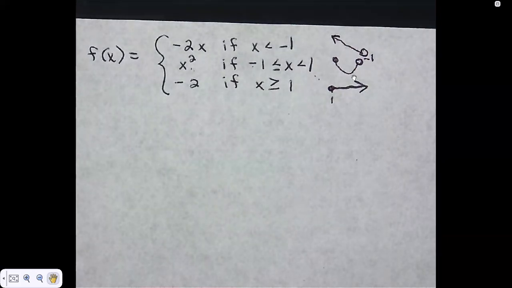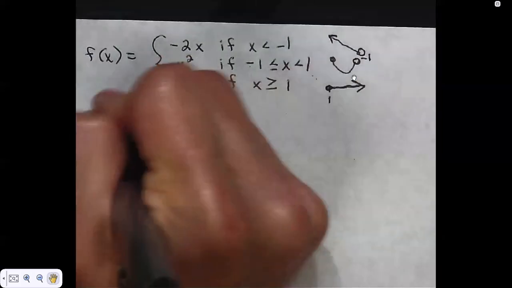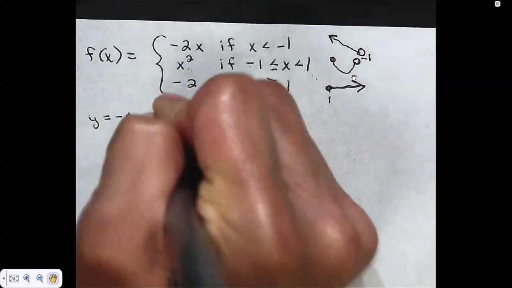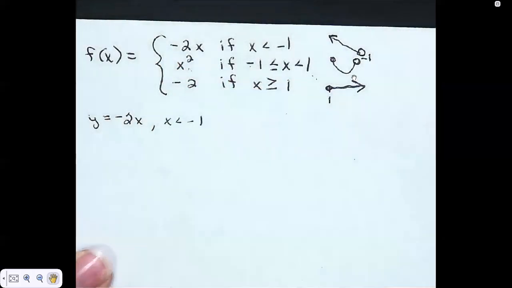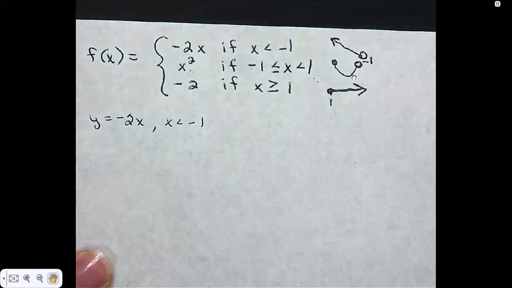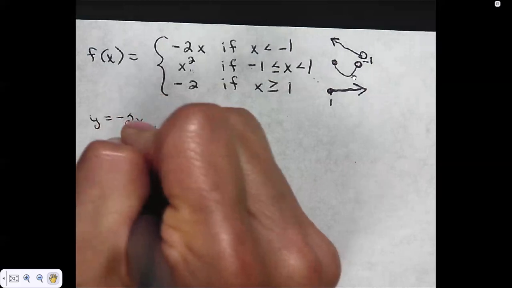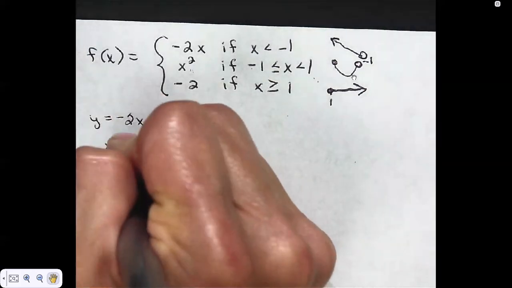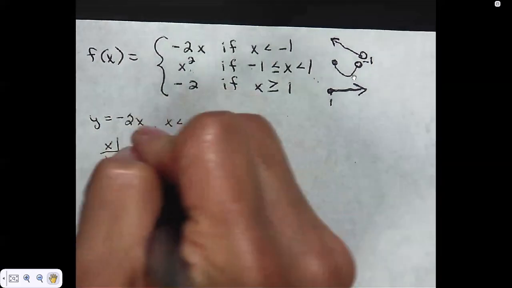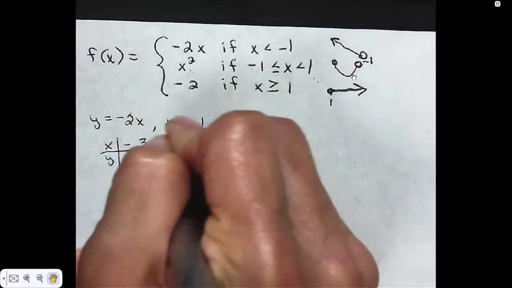So I have my mental image of what the three pieces of the graph are going to look like, where the open dots and closed dots are going to be. All I need now is to make sure that I get them in the right place. Maybe an XY chart if I need it. Maybe I don't need it, but if I need it, then for the y equals negative 2x, for all the x less than 1, give me your favorite number less than negative 1. Negative 2, that's so boring. But it works. To graph a line, I need at least 2 points. So what about negative 3 and negative 2?